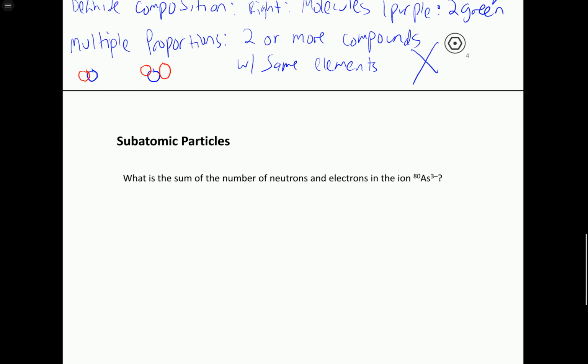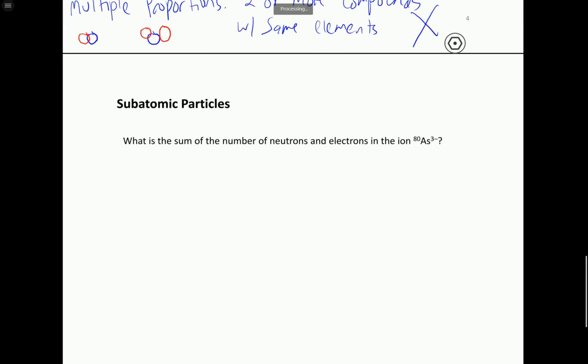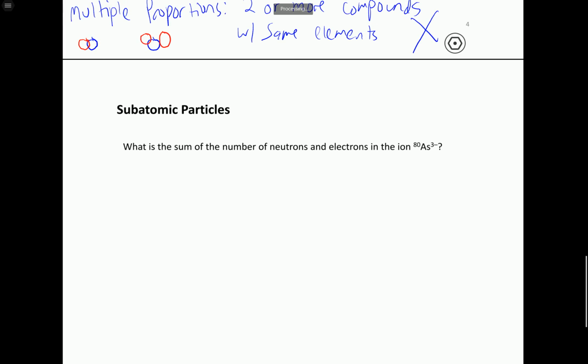All right, now finally, one other problem that I want to go over deals with subatomic particles. So we had a little bit of trouble with this one. The sum of the number of neutrons and electrons in the 80 As3- ions. That's arsenate, and it has a 3- charge. So again, for this one, it's probably best to approach it separately. We need to know the number of neutrons and the number of electrons and add them together.